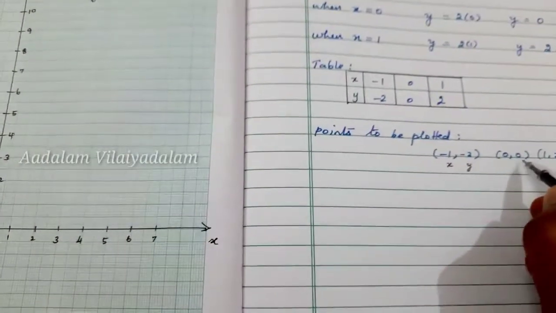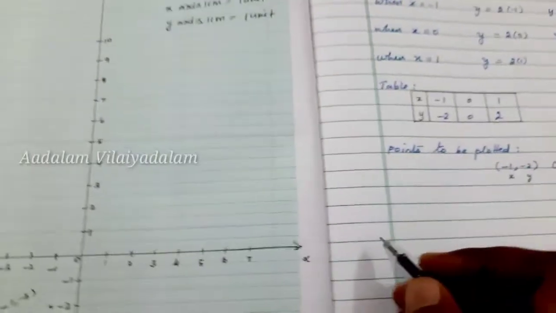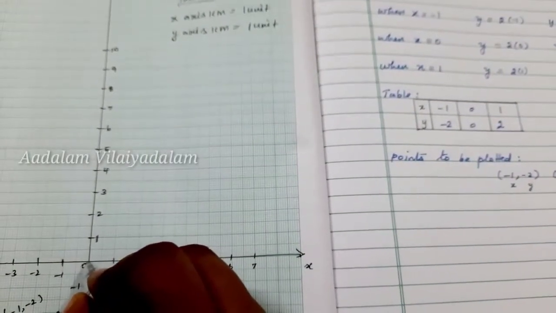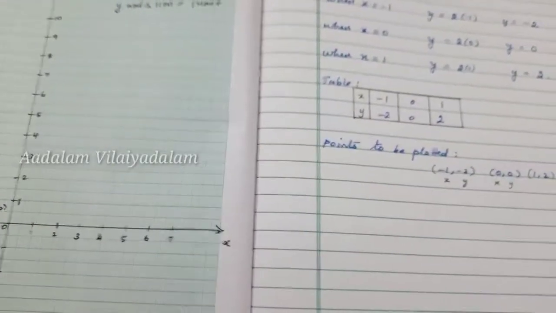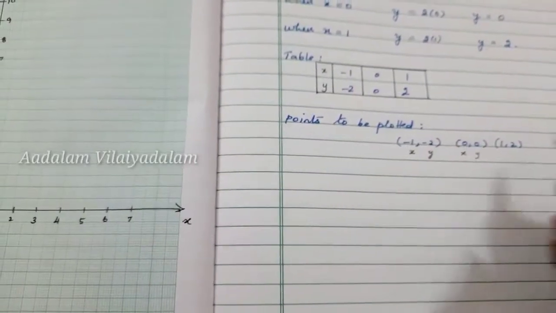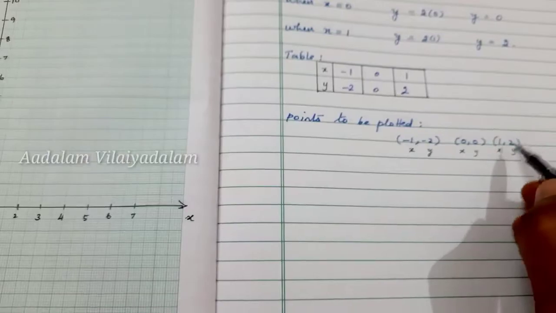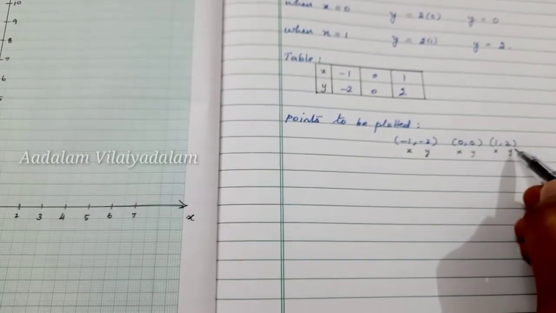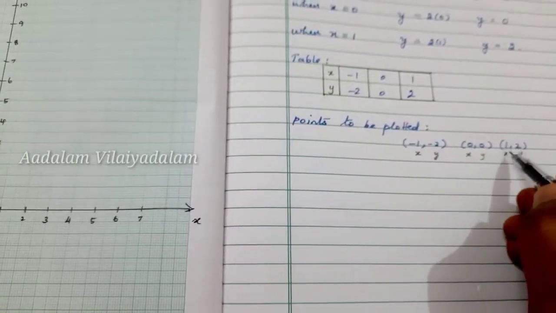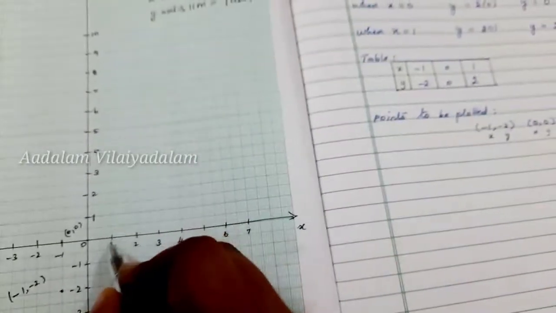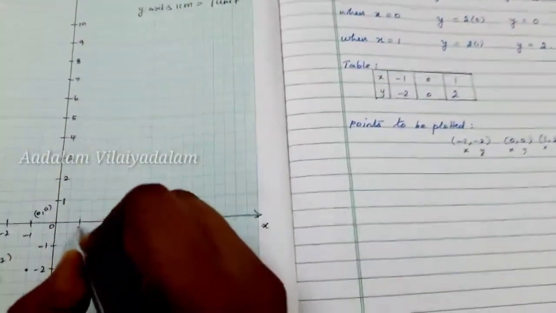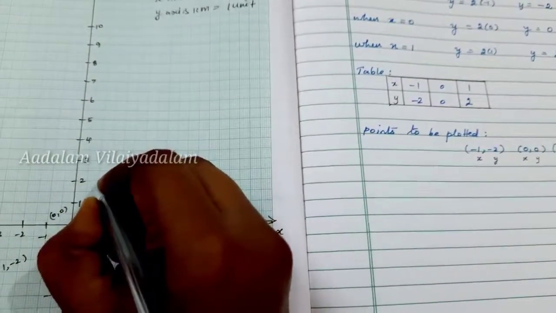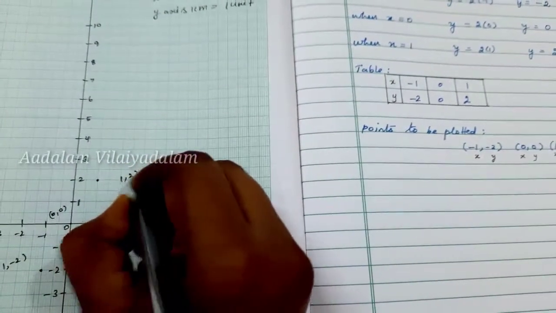The next point is 0 comma 0, here x and y. Both the values lie at the origin, that is 0 comma 0. Now the third point is 1 comma 2, which is x and y. So look at 1 on the x-axis and 2 on the y-axis. Here x is positive, therefore 1, and y is also positive. So 1 and 2 meet at this point, that is 1 comma 2.